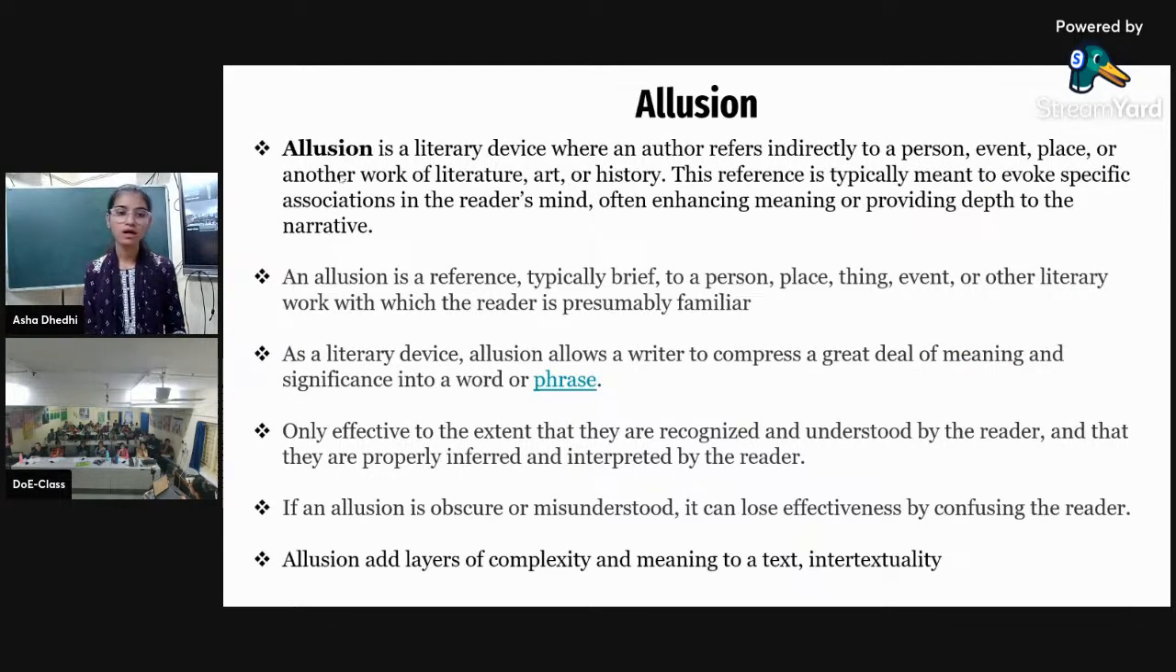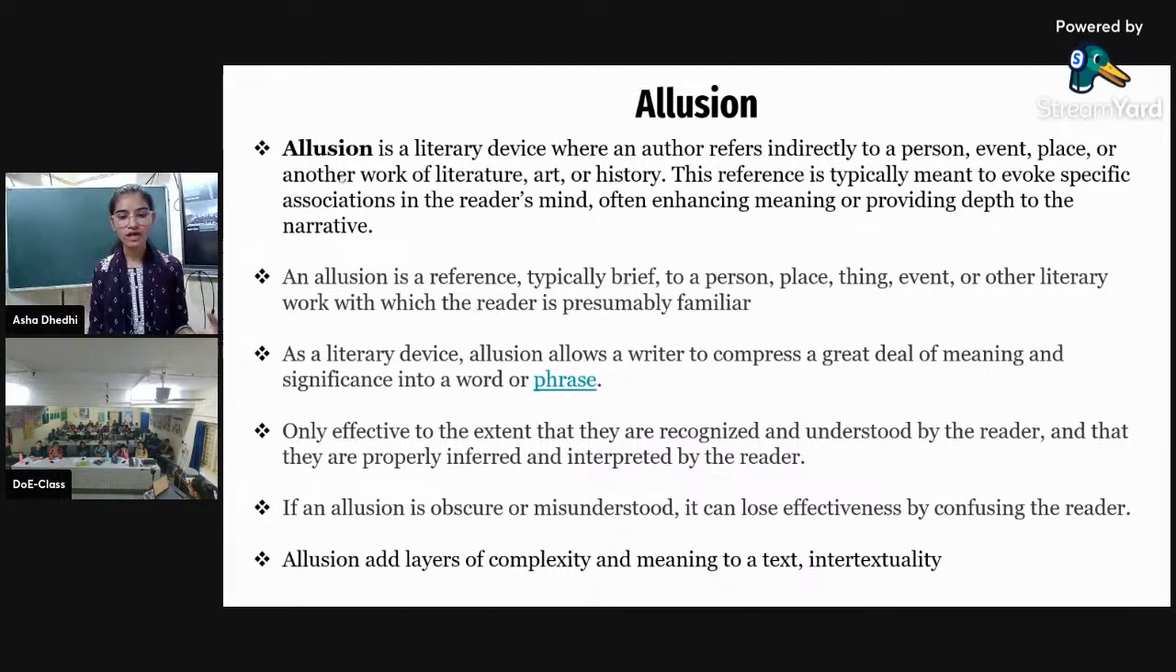So these are some of the examples of alliteration. Now the second thing is allusion. Allusion is a literary device where an author refers indirectly to a person, event, place, or another work of literature, art, or history. So what is allusion is that within a literary text, you are referring to totally different events which might have happened in the past. Right, so that can be considered as allusion.